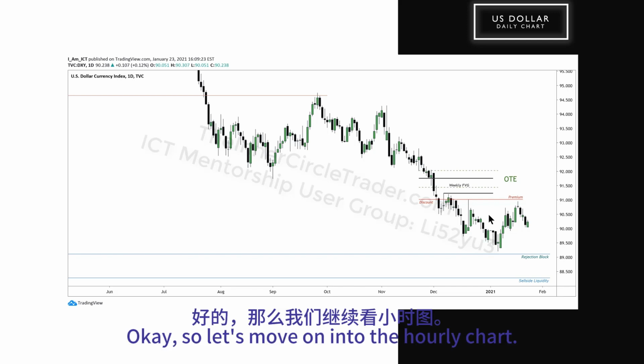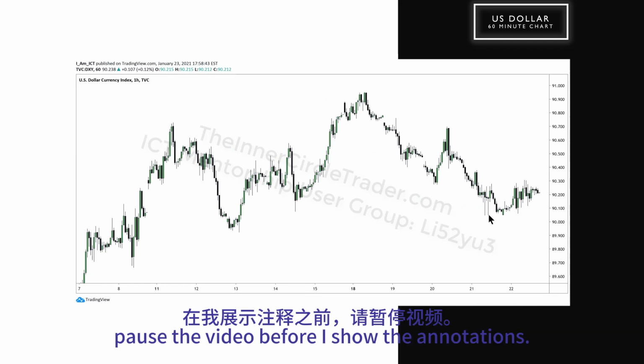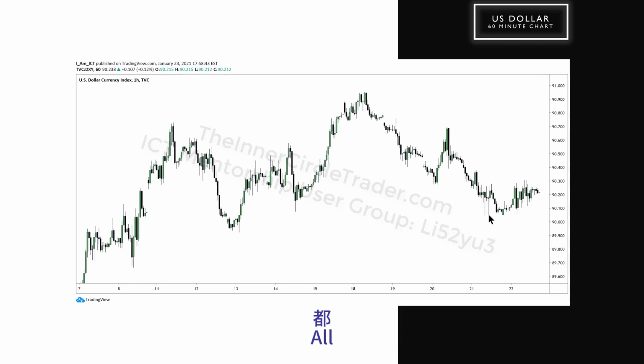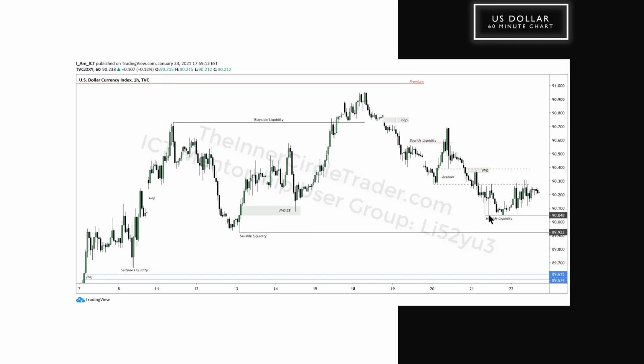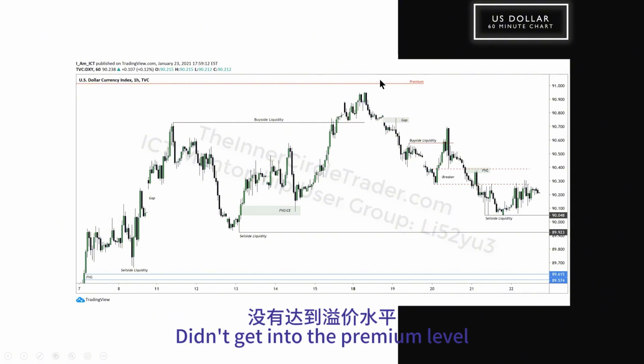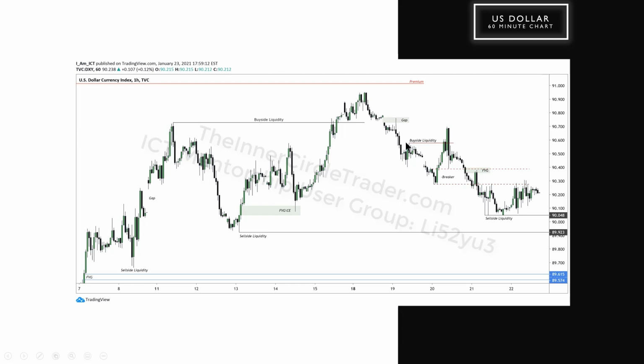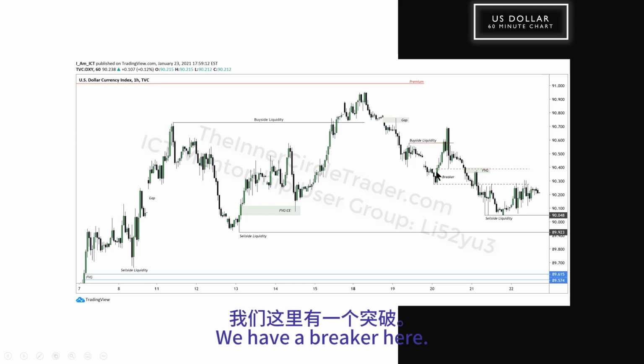Okay, so let's move on into the hourly chart. All right, so if you're not ready, pause the video before I show the annotations. All right, so we had our buy side liquidity taken above here. Didn't get into the premium level as indicated on the daily chart. Small little gap in here. We already talked about that. Buy side liquidity ran up in there as well. We talked about that.